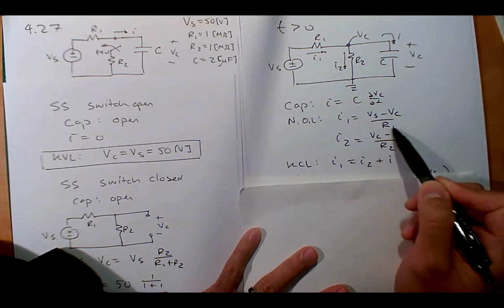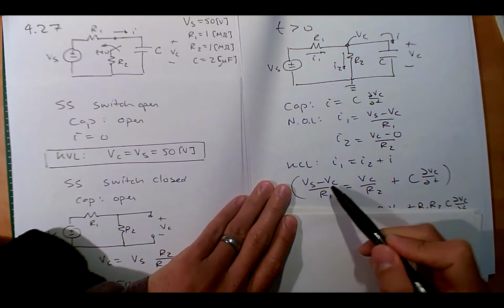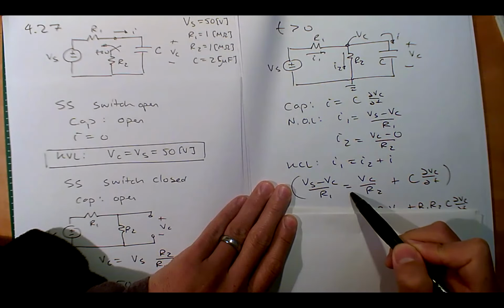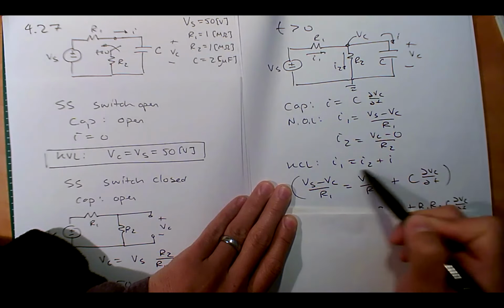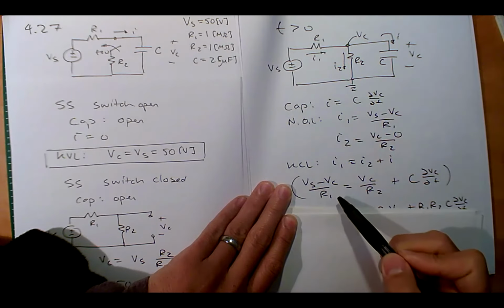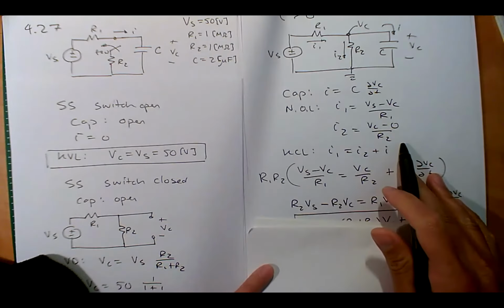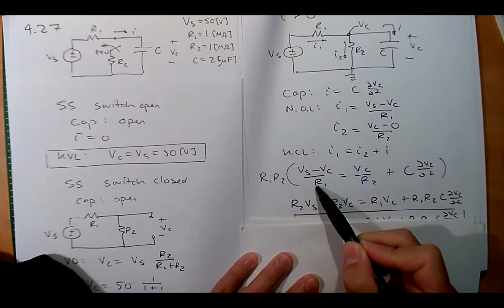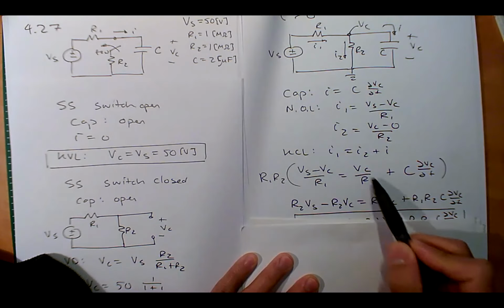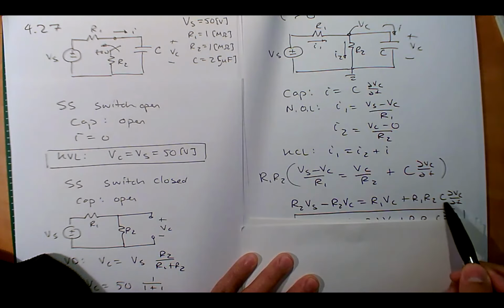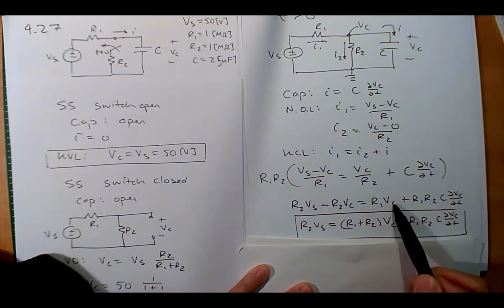I can plug in this for I1, this for I2, and this for I. So what do I get? I get VS minus VC over R1 equals I2, which is VC over R2, plus I, which is C dVC dt. Great. And now this is just algebra. R1 and R2 multiply the entire equation so that I get rid of these guys, and I get R2 VS, because the R1s cancel here, minus R2 VC, equals R1 VC plus R1 R2 C dVC dt. And then I can bring the VCs to the other side and start combining like terms.